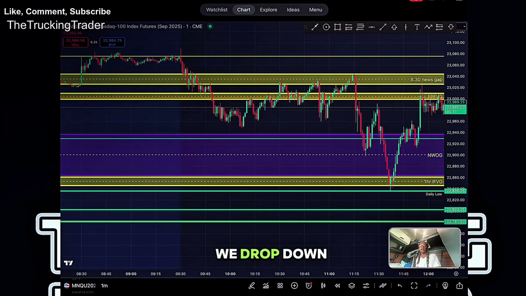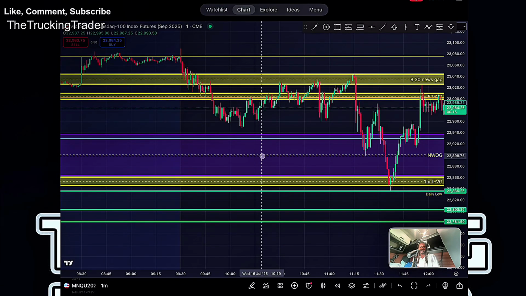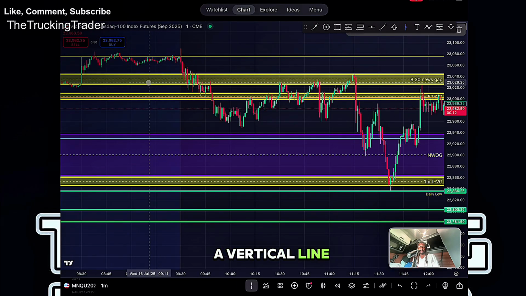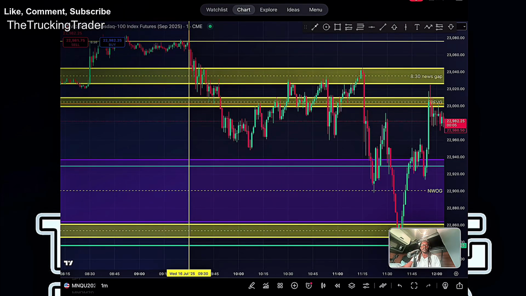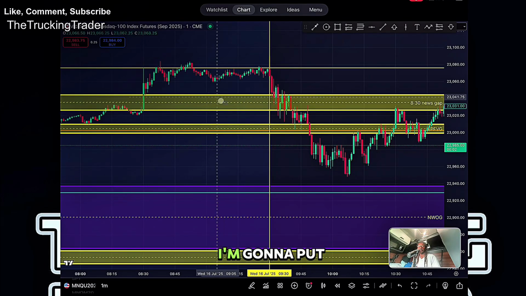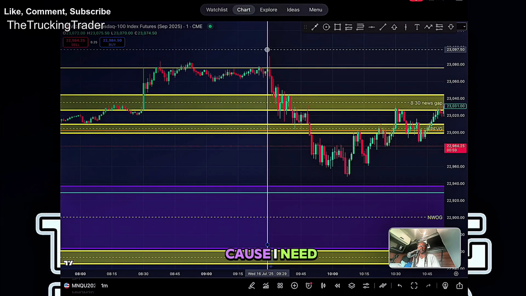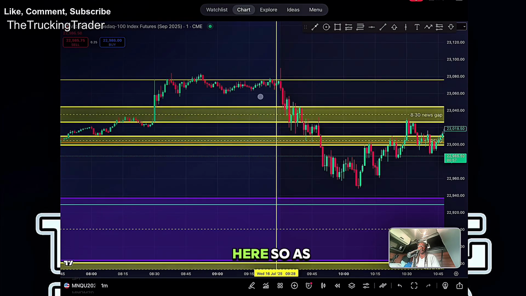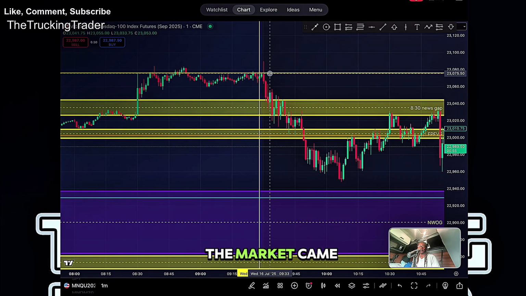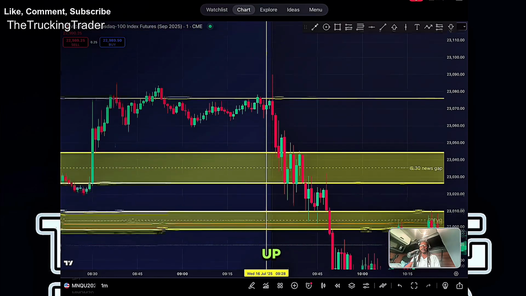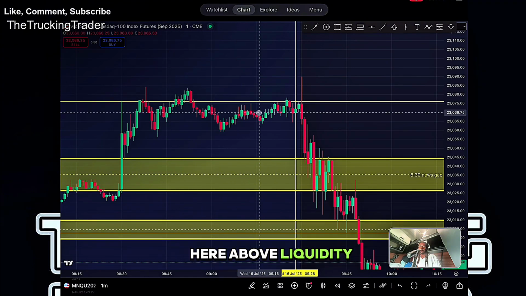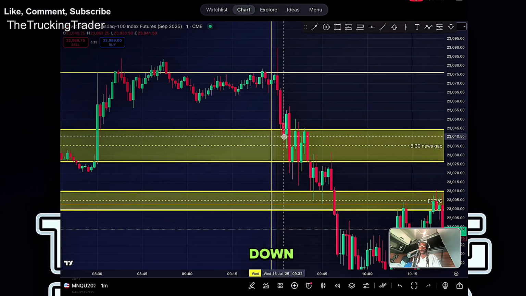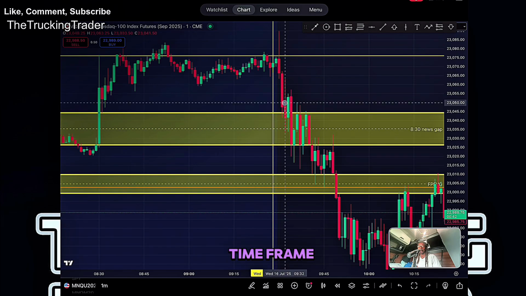So essentially, when we drop down into the 1-minute time frame, I'm going to put a vertical line on my 9:29 candle. Actually, I'm going to put it on 9:29 because I need you guys to be able to see this wick right here. As soon as the market opened up, we had a sweep right here above liquidity, and then we started to break down, created a little order block on a 1-minute time frame.